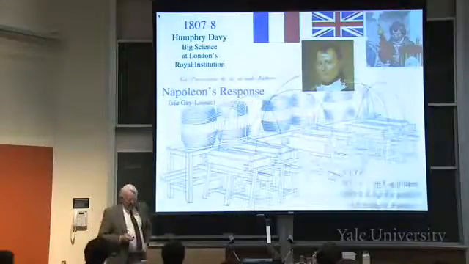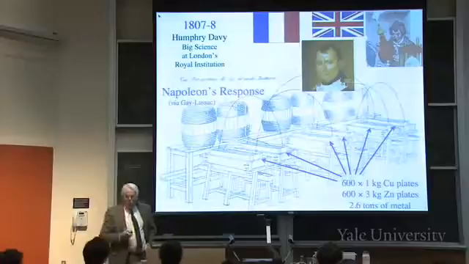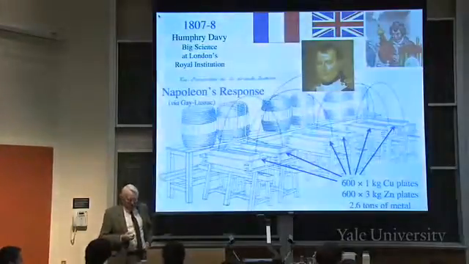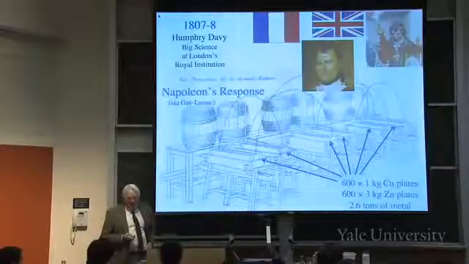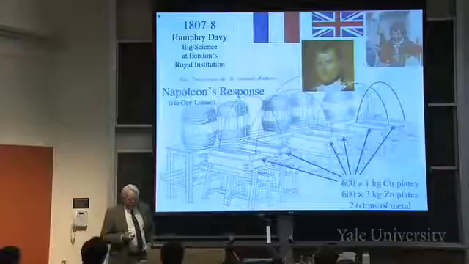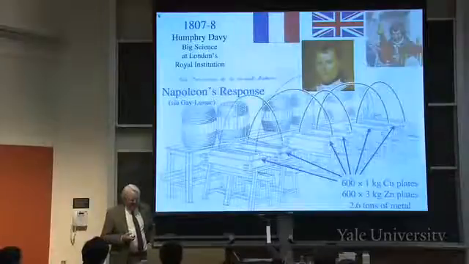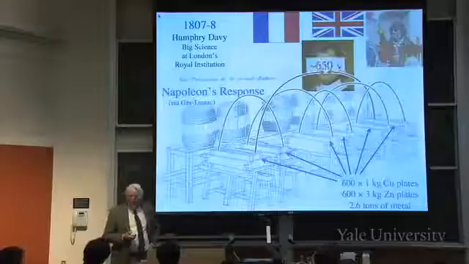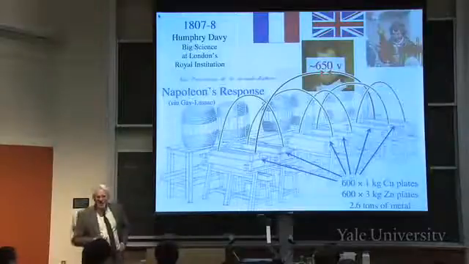So it consisted of 600 1-kilogram copper plates and 600 3-kilogram zinc plates. So he had 2.6 tons of metal, in 6 different troughs here. And then he hooked them together in series. So he's now got 650 volts.